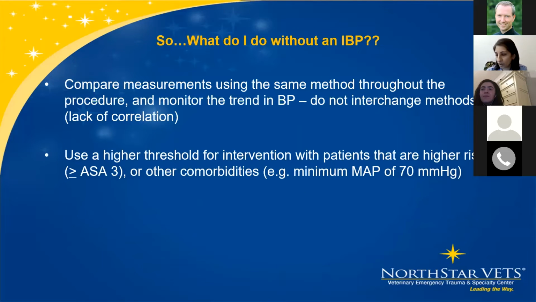Does it take a nosedive or does it stay pretty steady? Another way to manage the risk is to use a higher threshold with your patients that have other comorbidities. So if you have a particularly sick patient that's maybe hypertensive to begin with, or it has some degree of kidney disease, you can use a MAP of 70 instead of allowing that patient to get to 60 or below before you intervene.